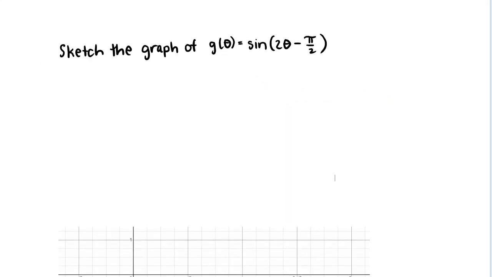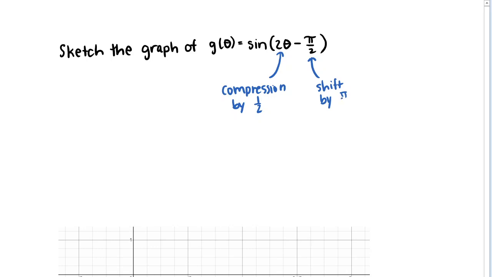So let's take a look at another example where we have a combination of horizontal transformations. So here I see this scaling of our input by this factor of 2. And when we scale our input, that's going to give us a horizontal stretch or compression. And because this is scaling by a factor of 2, it's really going to amount to a compression by 1/2. And then we also have this horizontal shift by pi over 2, right? At least that's what it looks like at first.